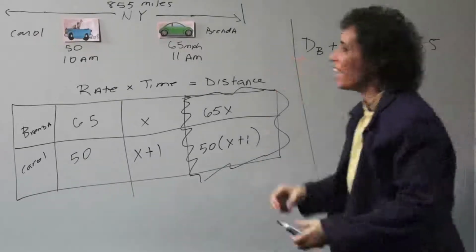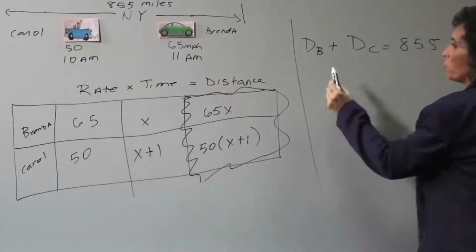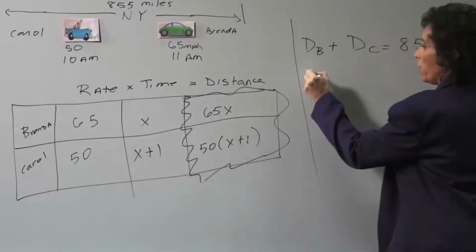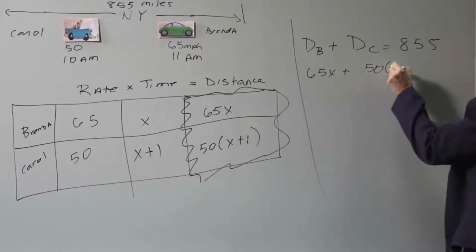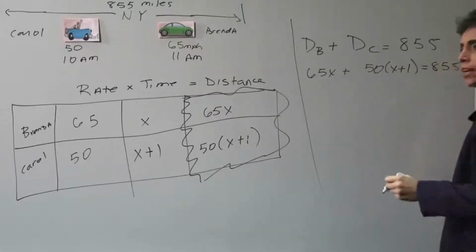Now, you don't always add the distances together. It just depends what the problem is about, so don't just assume it's that. So Brenda is 65X plus the distance for Carol is 50 times the quantity X plus 1 equals 855. Ready? Here we go.